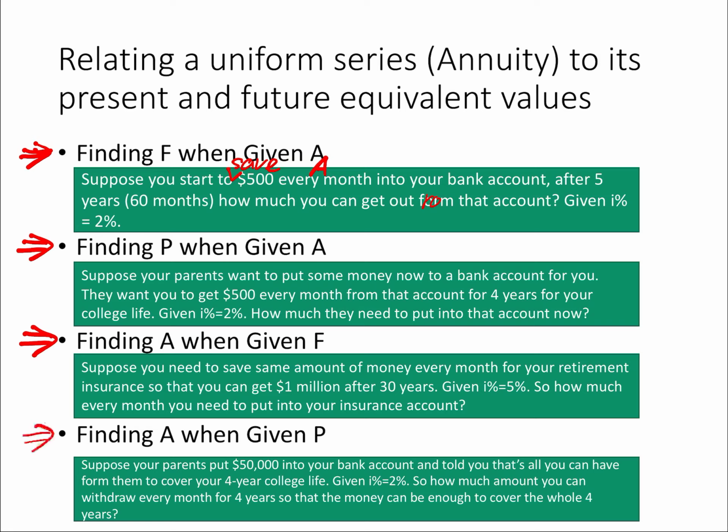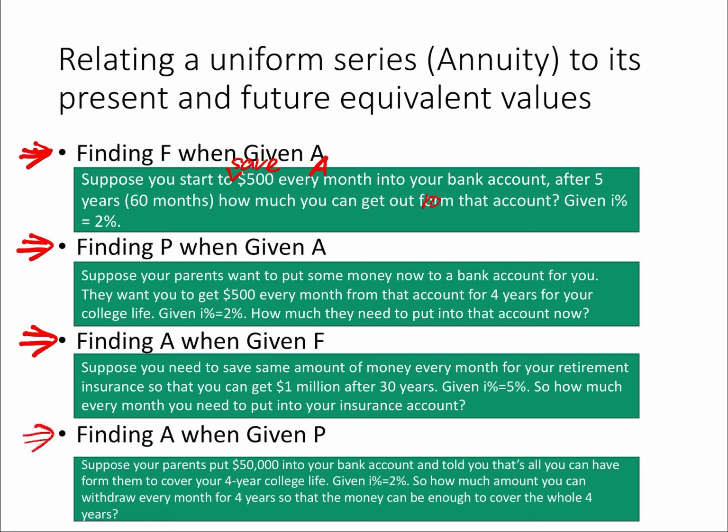The last scenario is to find A when given P. Suppose your parents now put 50,000 into your bank account, and they tell you that's all for your college life. There is no more money they can spend on you. They just have that 50,000 now. So they put that in the bank, and now you need to decide how much you want to withdraw from that account so that the money is enough to cover the whole 4 years in college.